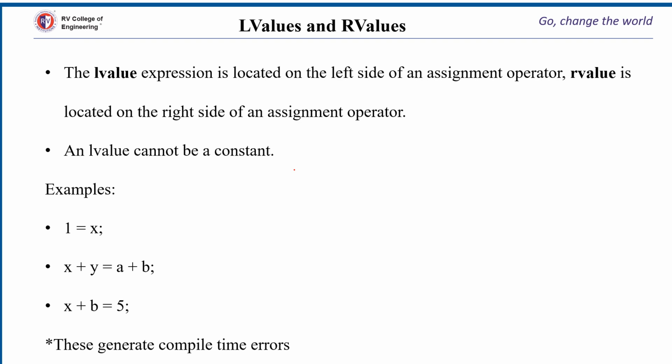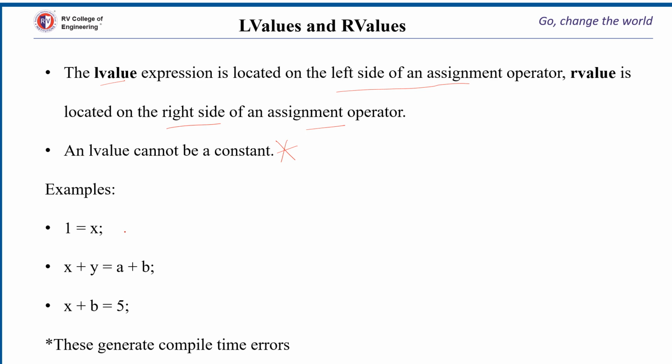Now coming to your R values and L values. Basically an LHS is called an L value, which is located on the left hand side of your assignment operator. R value is located on the right hand side of your assignment operator. One thing you have to remember, your L value cannot be a constant. For example, you cannot have 1 is equal to x. No, it should be a placeholder. Your LHS should be a placeholder.